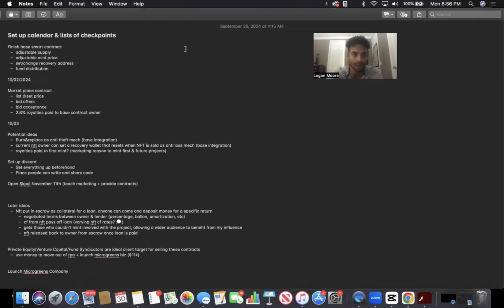So essentially, my current checkpoints, this is kind of just going to be what I work on for the week. The first objective that I'm going to be getting done this week is finishing the base smart contracts. Now, I've been running into some issues with Remix. I think I figured it out. I essentially just reset my computer.